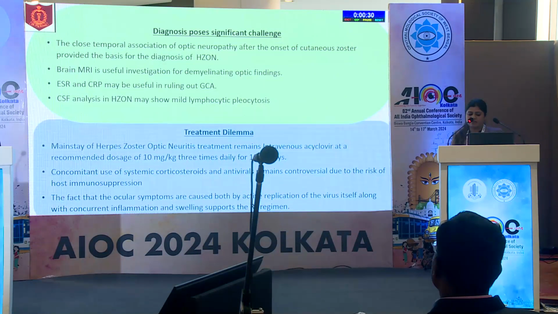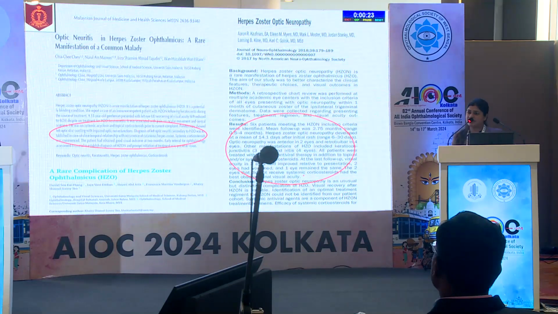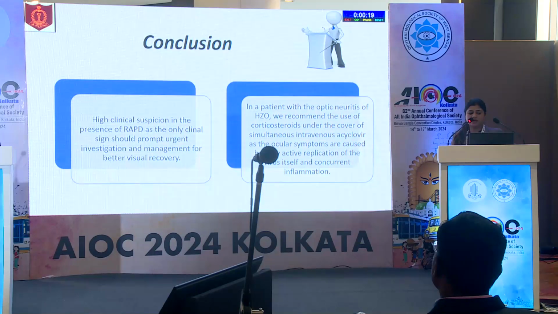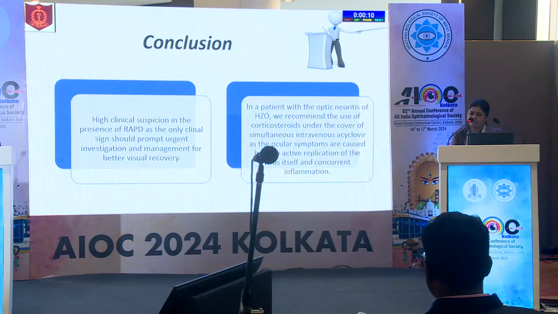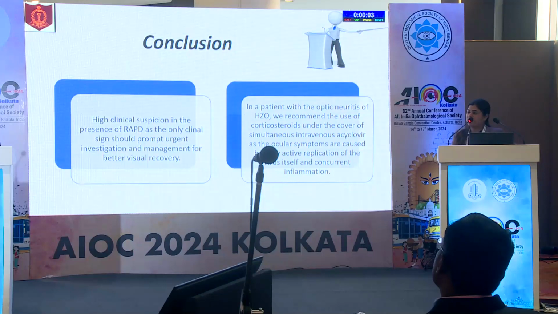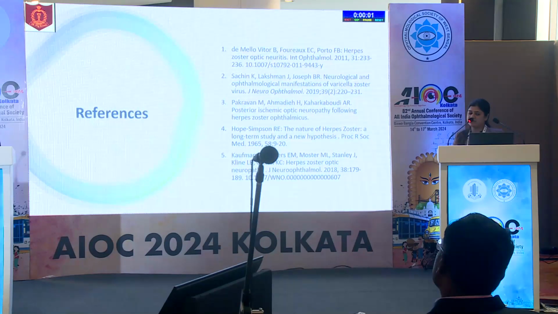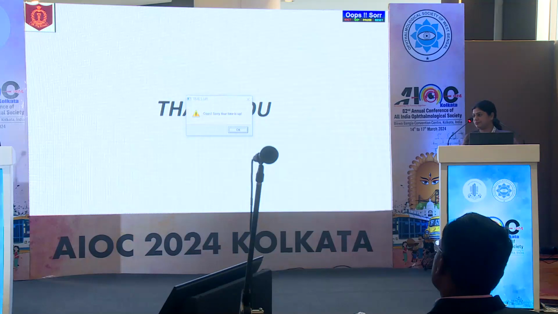The fact that the ocular symptoms are caused both by the active replication of the virus itself and by concurrent inflammation supports the treatment regimen here. These are the previous studies which have supported the same treatment regimen. To conclude, RAPD prompts urgent investigation and management for better visual acuity when herpes zoster is already present. In a patient with optic neuritis here, we recommend the use of corticosteroids with acyclovir for better visual recovery. These are my references. Thank you.